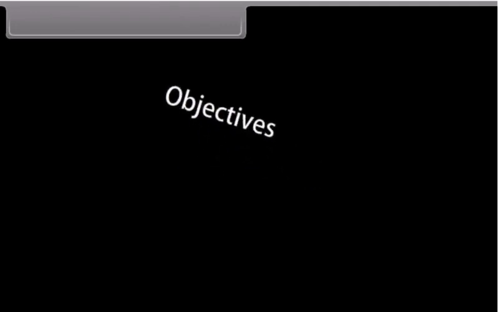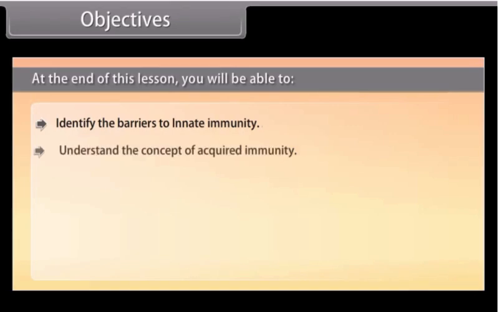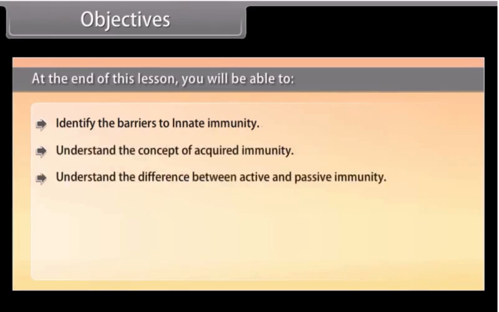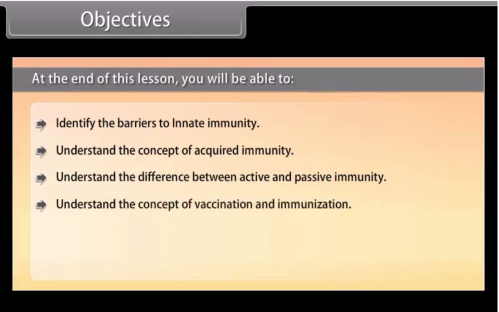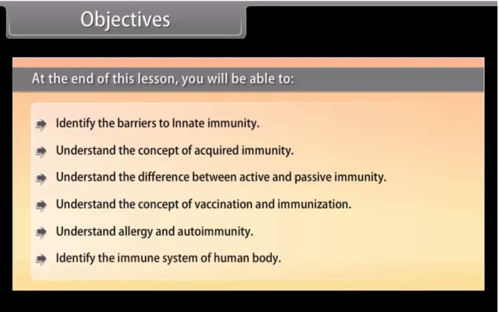Objectives. At the end of this lesson, you will be able to identify the barriers to innate immunity, understand the concept of acquired immunity, understand the difference between active and passive immunity, understand the concept of vaccination and immunization, understand allergy and autoimmunity, and identify the immune system of the human body.